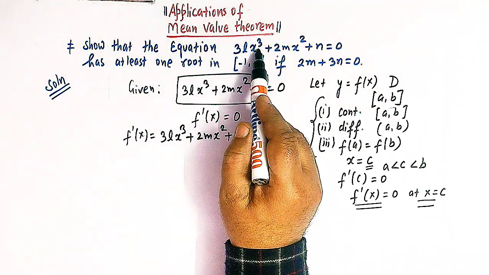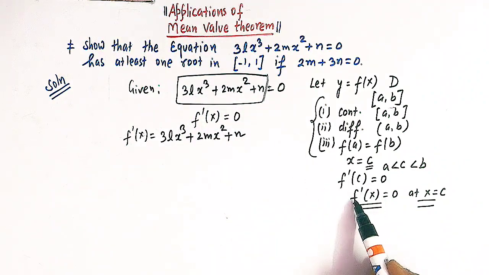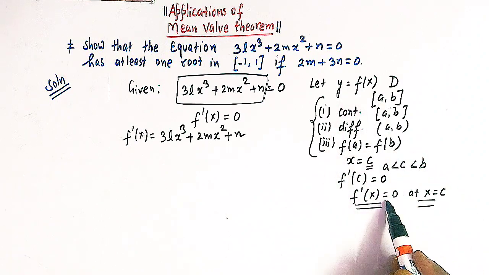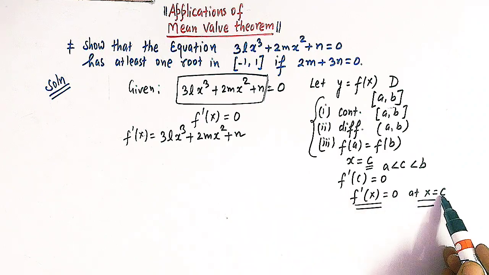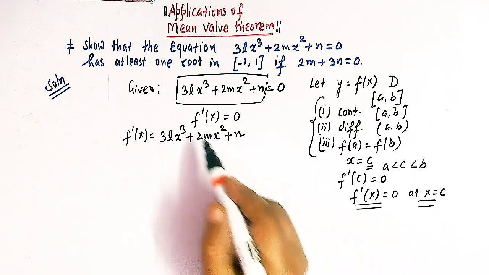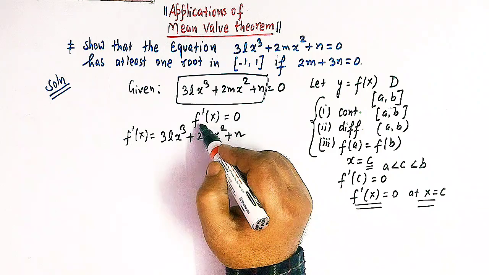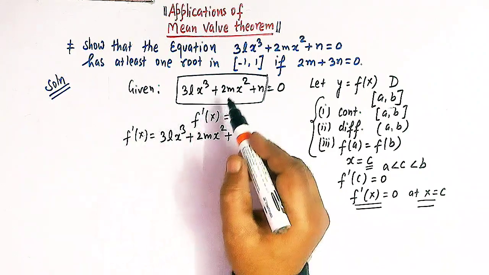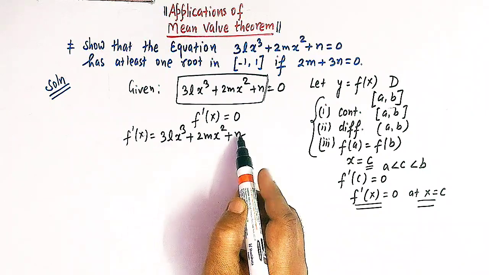So we are given this equation. This is a cubic equation, and from Rolle's theorem we know that the derivative of this function is 0 at least at some point x is equal to c lying between a and b. So if we compare f prime of x is equal to 0 and this equation, then we can conclude that the derivative, that is f prime of x, is given by 3l x cube plus 2m x square plus n.